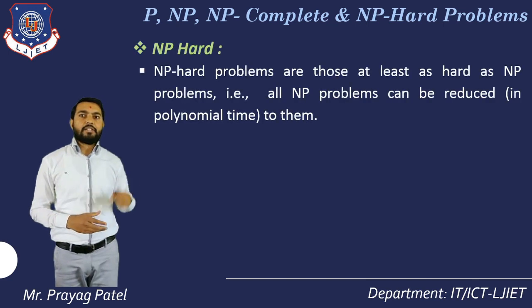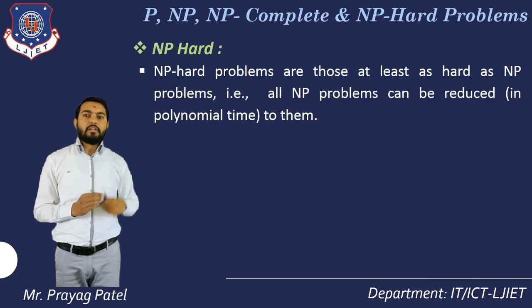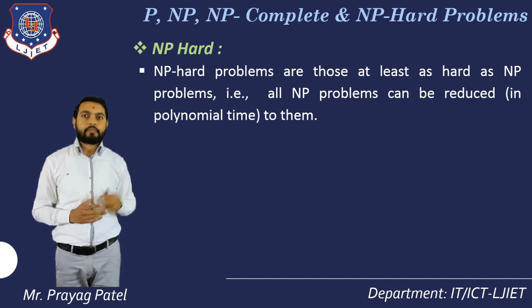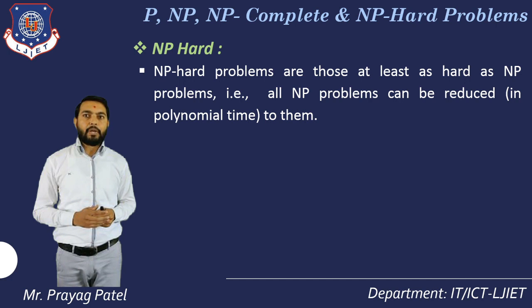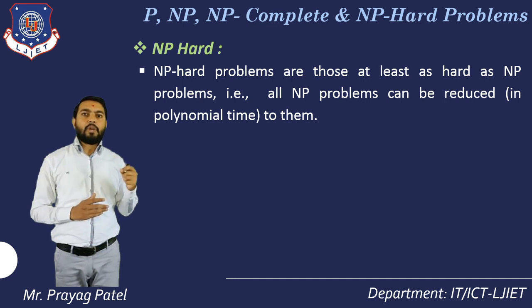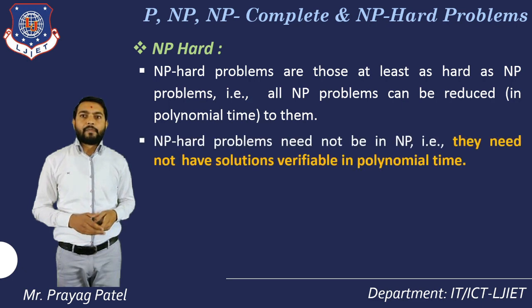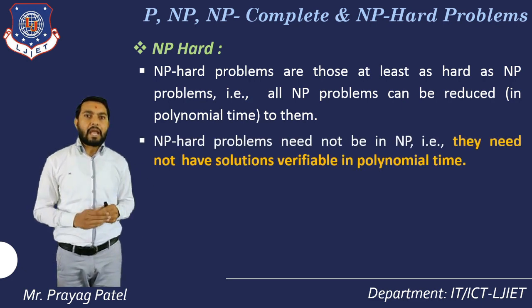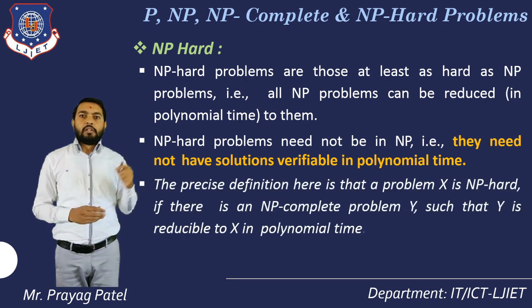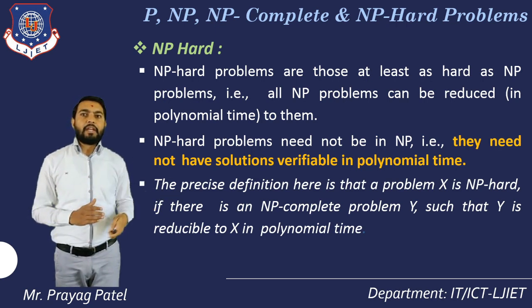Now after that, next is NP hard. NP hard means the solution of the problem is not possible, then it is called an NP hard problem. NP hard problems are those at least as hard as NP complete problems. So we can say that an NP hard problem is an unsolvable problem. For example, all the NP problems can be reduced in polynomial time to them. So an NP hard problem need not be in NP. They need not have a solution verifiable in polynomial time. So here we can say that any problem for which a solution cannot be found is considered an NP hard problem.